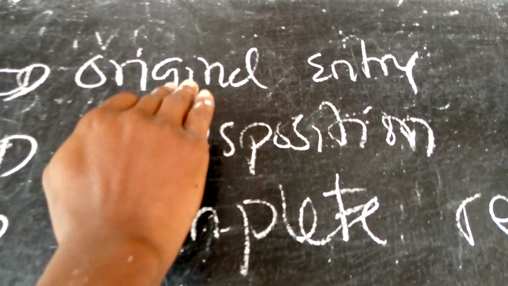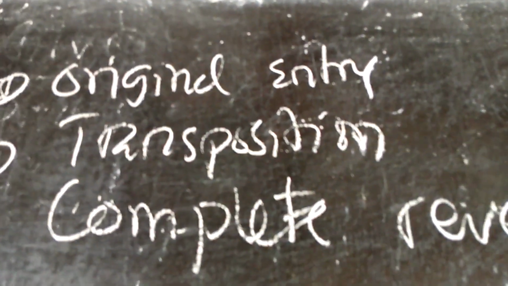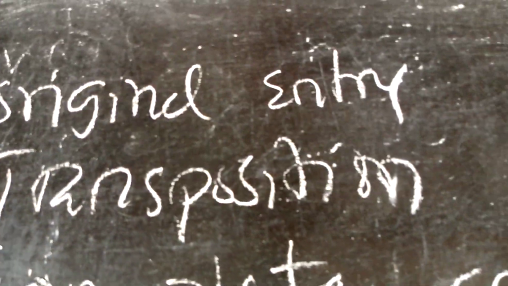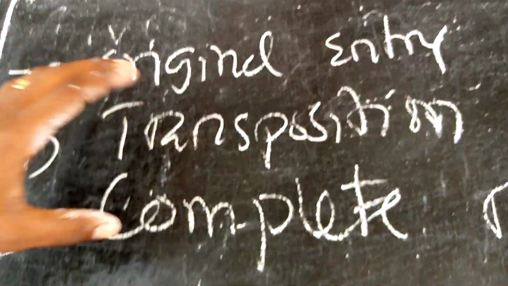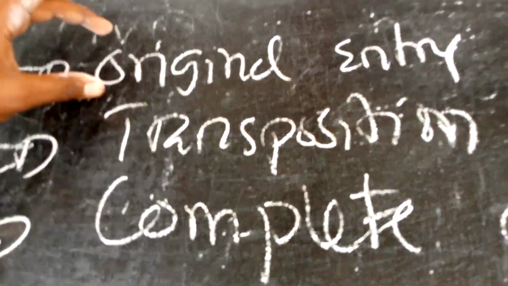And we have the error of original entry. Most of the time when you're dealing with original entries, you may find that when you add totals you get a certain figure, but you record a different figure in the books of account. So that is what we call error of original entry.